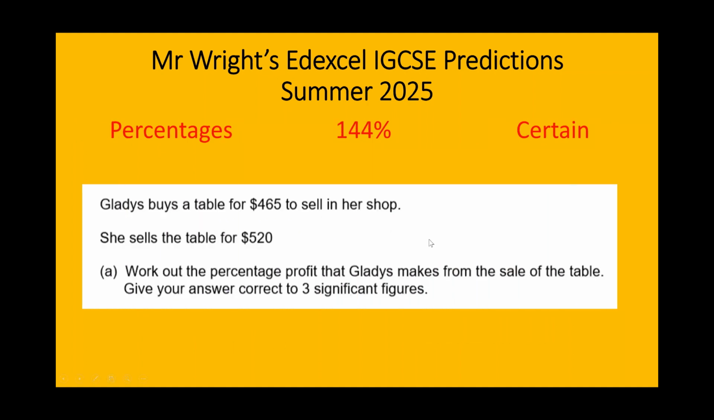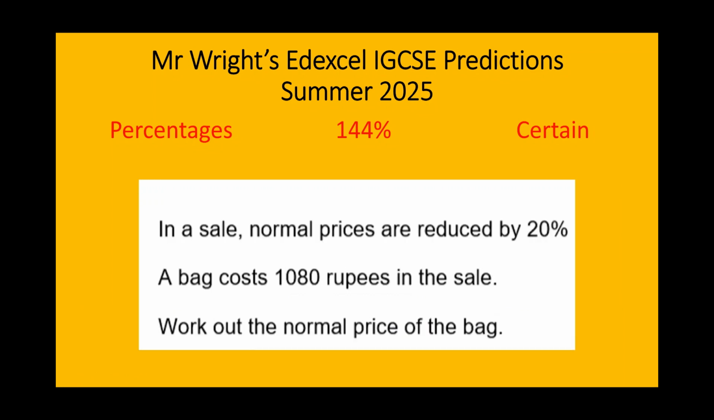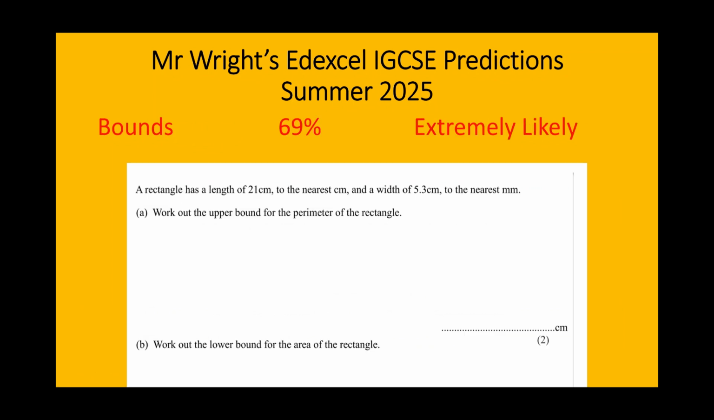So let's kick off with percentages. Percentages appears more than once on average on every past paper. So I reckon it's going to appear on both of the papers which you will be taking. Now, percentages questions vary. Here's an example where one has to work out the percentage profit. Equally, you might have to work out the price of an item after a percentage change, or indeed the value of an investment after a percentage change, or you might have to work out the value of something before a percentage change, so-called reverse percentages.